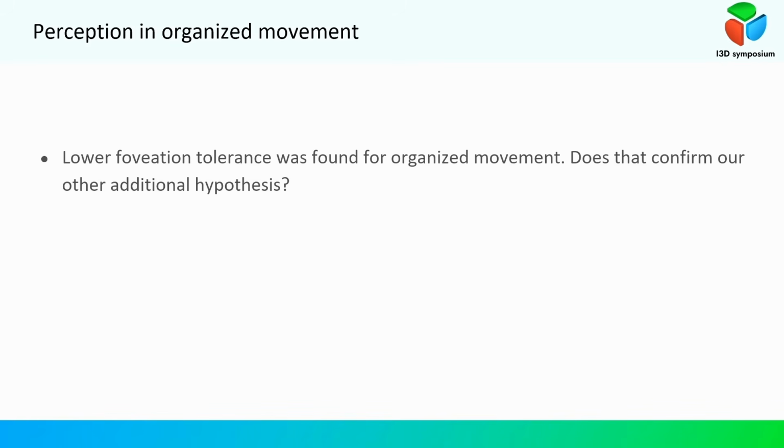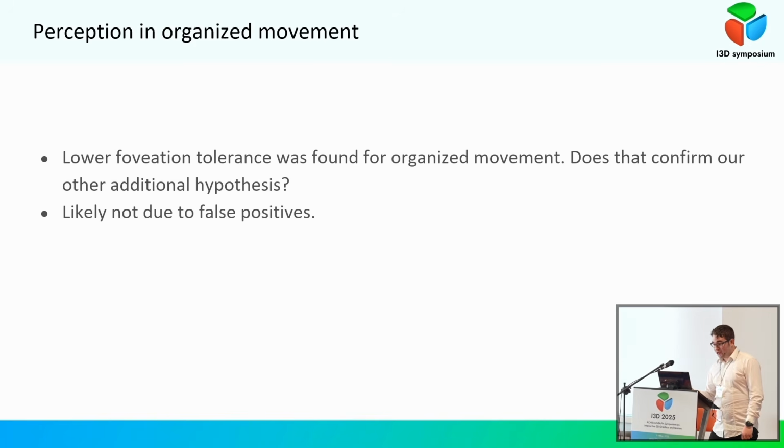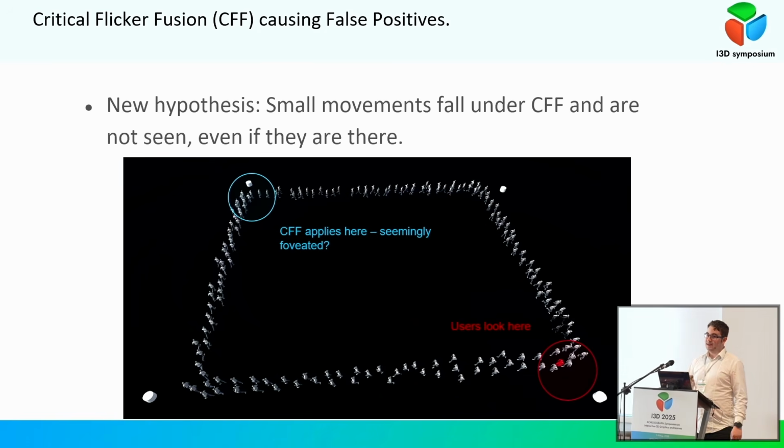other than Wondercrowd. So does that confirm our other hypothesis that organized movement leads to lower tolerance? Fortunately not. You see, we've had a lot of false positives in the very early stage of the staircase test. A lot of the times in the very first stage where there was no foveation happening at all. So why is that? Well, we believe that what was happening is that the small movements of the agents were falling under critical flicker fusion, CFF. That's to say, our users were looking in one corner of the eye, and the models in the other corner were falling under CFF and looking like they're static, even though they're moving, which gets mistaken for our very own foveation.